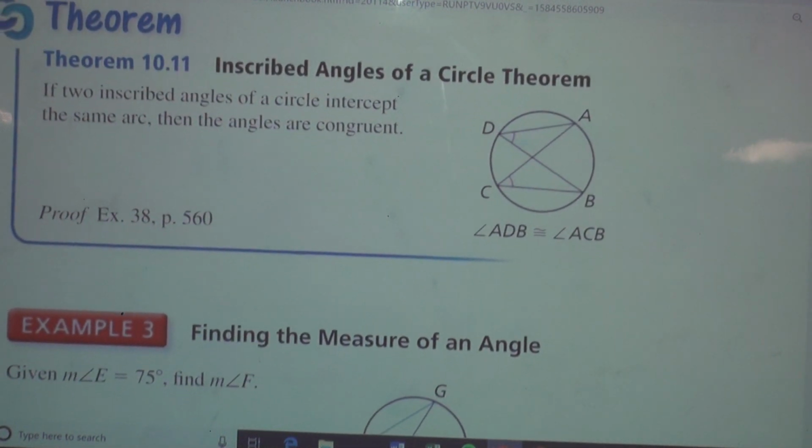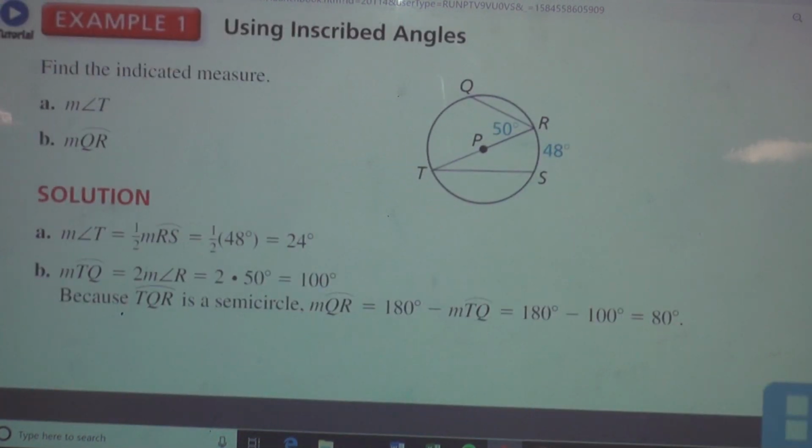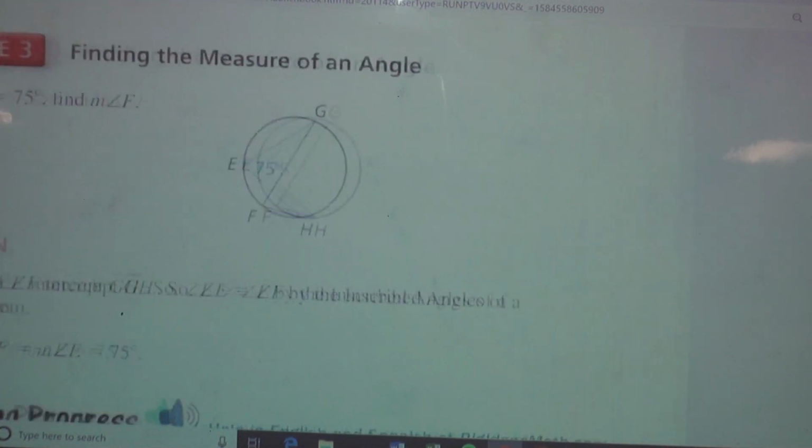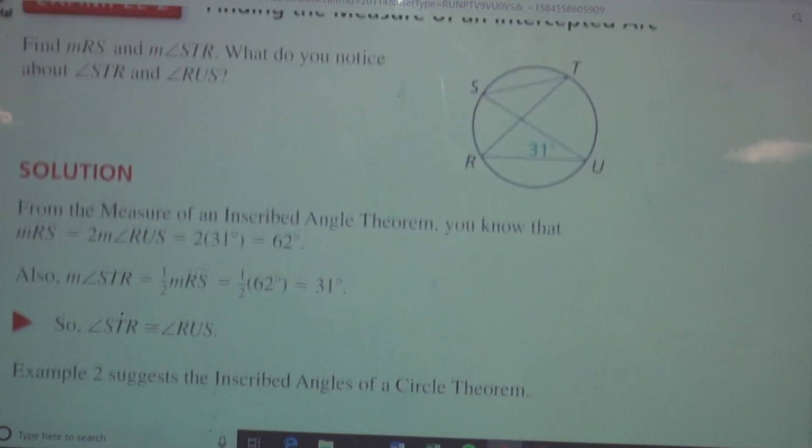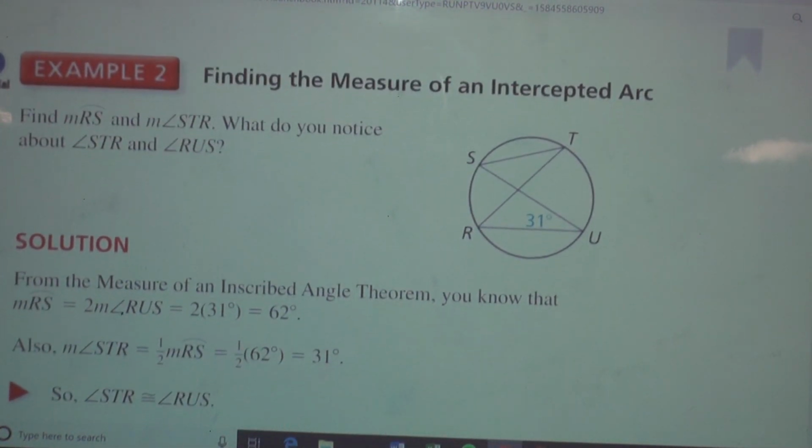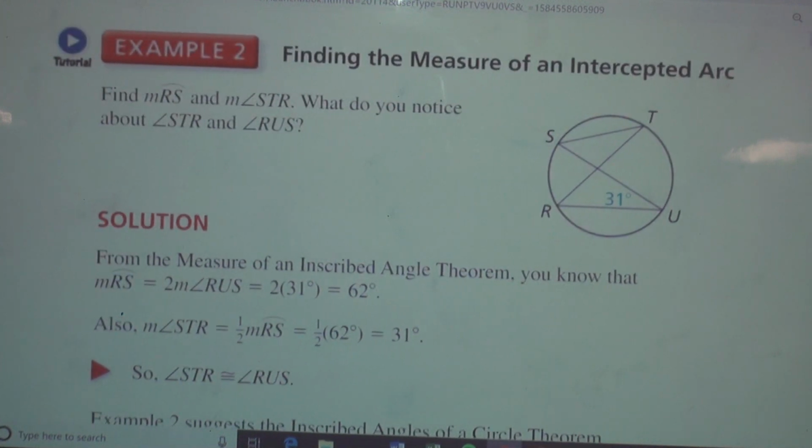Theorem 10.11, inscribed angles of a circle theorem. If two inscribed, let me make sure I didn't miss any opportunity. No, I did not. All right, that's coming up. Oh, I'm sorry. I jumped. I didn't go all the way down. Find the measure of an intercepted arc.